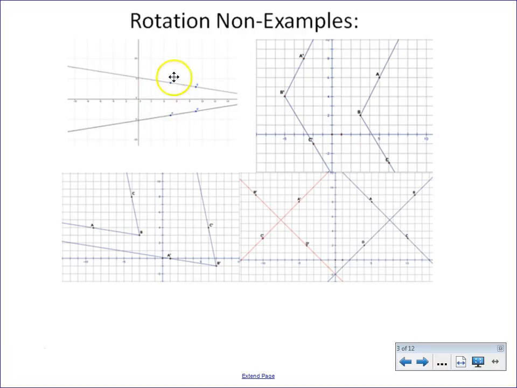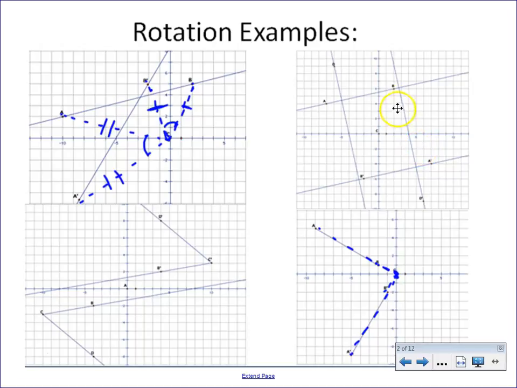Notice these examples are not rotating. This one is a reflection. Here we have a translation. This one here is a translation. Here we have another reflection. Okay, so in order to be a rotation, each point has to move the same number of degrees in the same direction as all the other points.